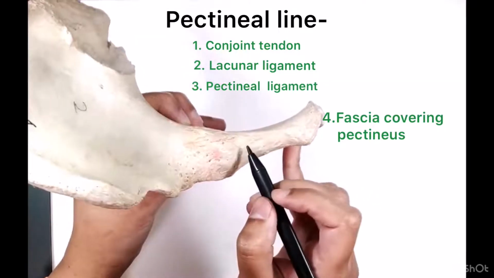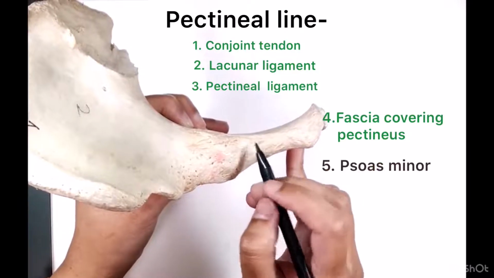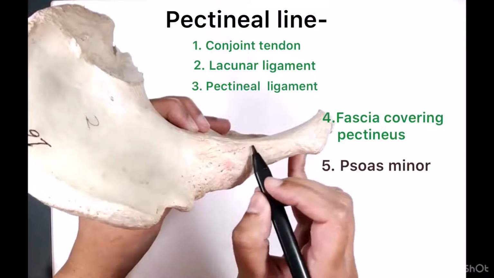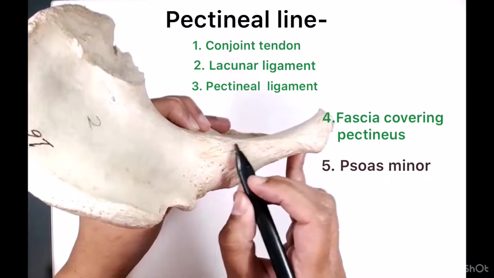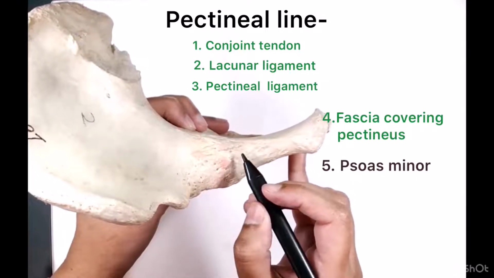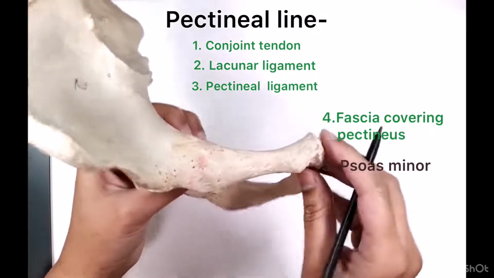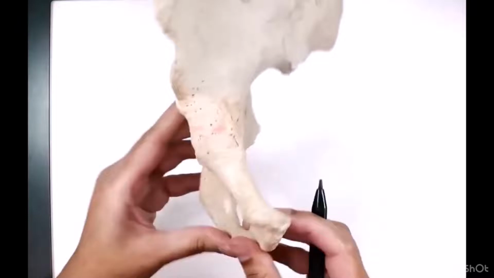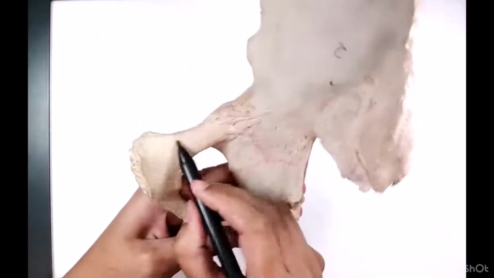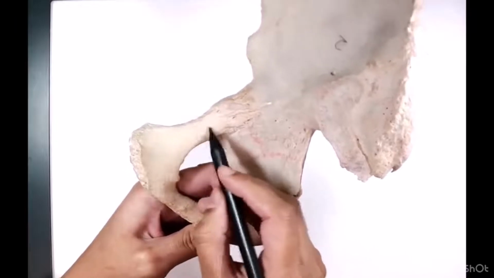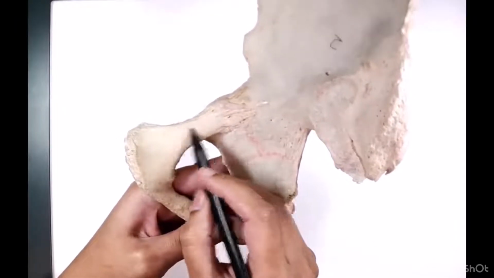There is also a muscle known as psoas minor muscle. That psoas minor muscle is attached on this pectineal line and also on the iliopubic eminence. This psoas minor muscle is present in 40% of the people. And this surface is related to the ductus deferens and the round ligament of uterus in females.